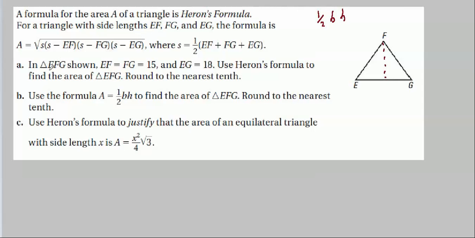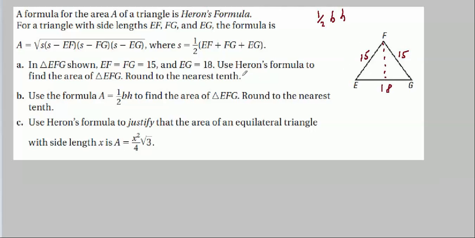So what is it they're asking us to do here? We have EF equals FG, okay, and that's 15. And EG, this bottom one here, they say is 18. Well, they gave us an isosceles triangle. That might help. Use Heron's formula to find the area.